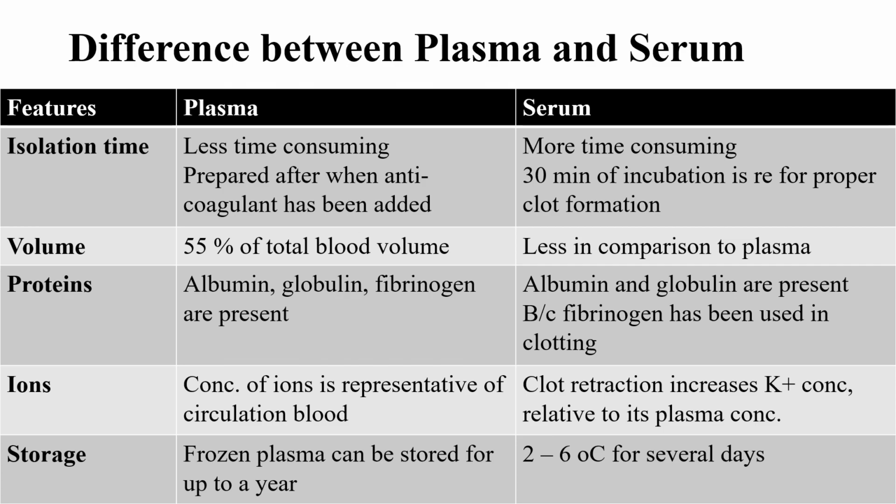Concentration of potassium is representative of circulating blood in the plasma, while in case of serum, clot retraction increases the potassium concentration relative to its plasma concentration. This means that in the serum, concentration of potassium is high as compared to its concentration in the plasma or whole blood. Storage condition: frozen plasma can be stored for up to a year, while the serum can be stored at 2 to 6 degrees Celsius for several days.